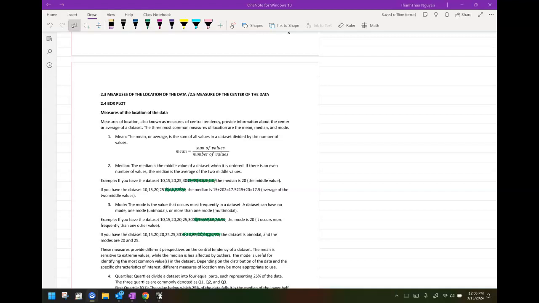Measure of the location of the data, measure of the center of the data, and the box plot. Measure of the location of the data.